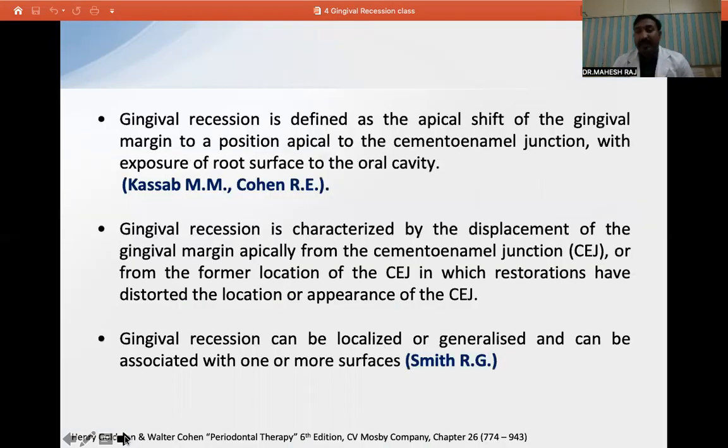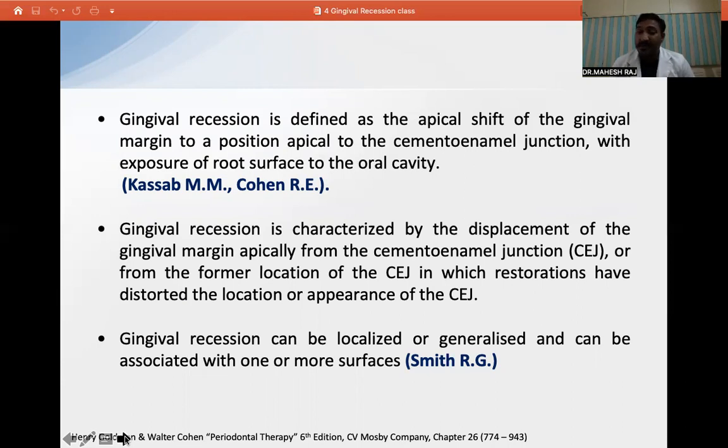Now we're coming to the definition of gingival recession. Gingival recession is defined as an apical shift of the gingival margin to a position that is apical to the cemento-enamel junction, with exposure of the root surface to the oral cavity. It's given by Kassab and Cohen.